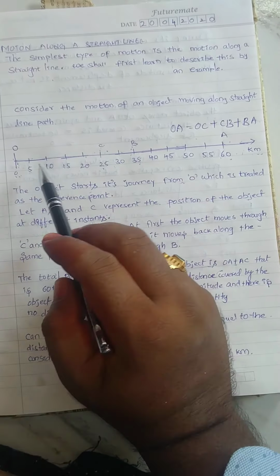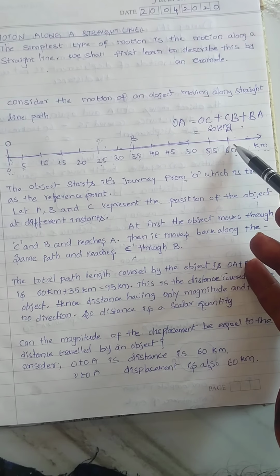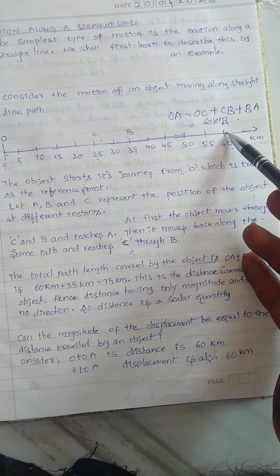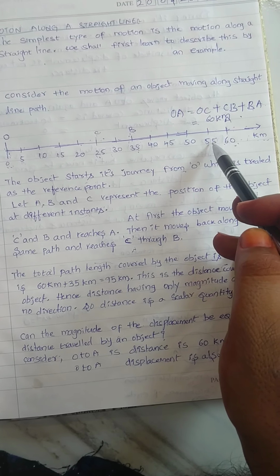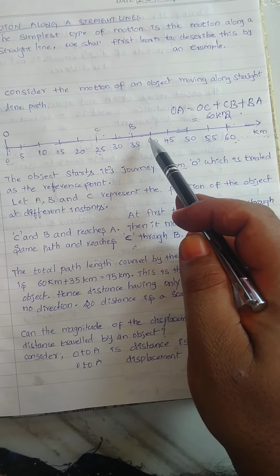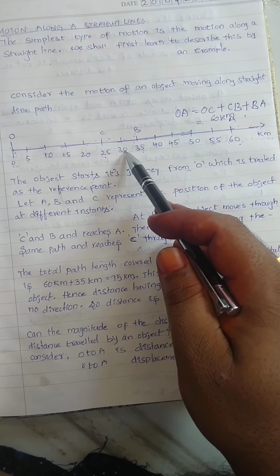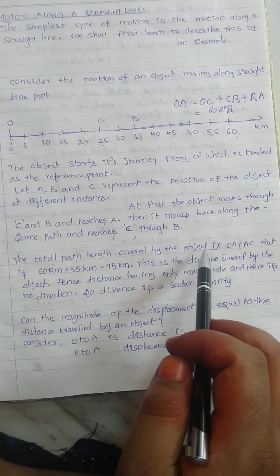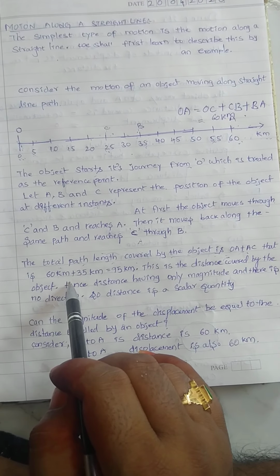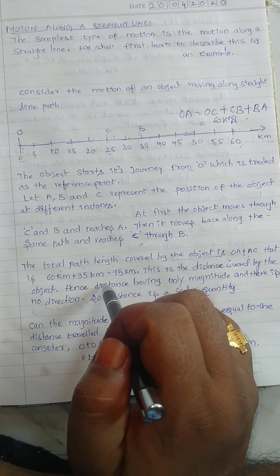So finally, totally it is 60 kilometers. And again it reaches along the same path from A to B and B to C, or AC. So here 5, 10, 15, 20, 25, 30, 35. So further we can see the total path length covered by the object is OA plus AC. Hence, initially OA is 60 km, AC is 35 km.